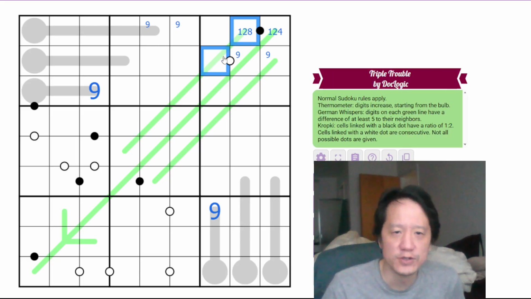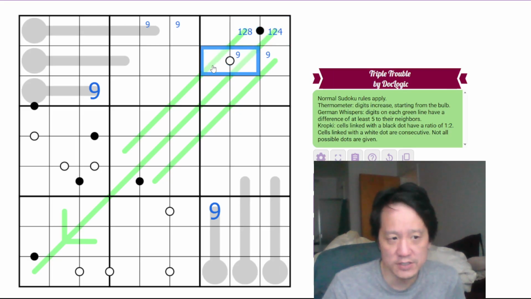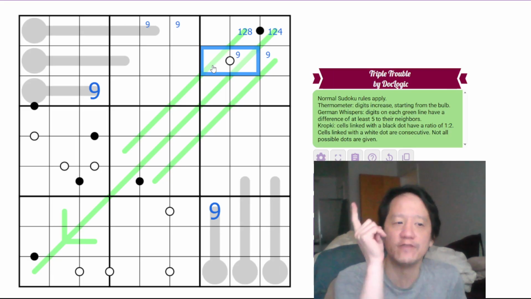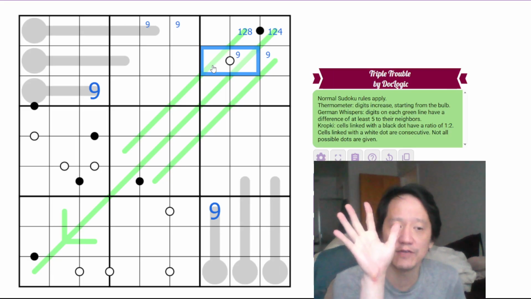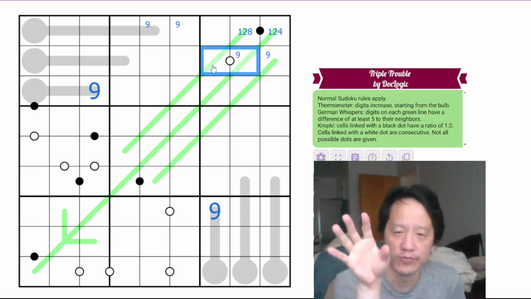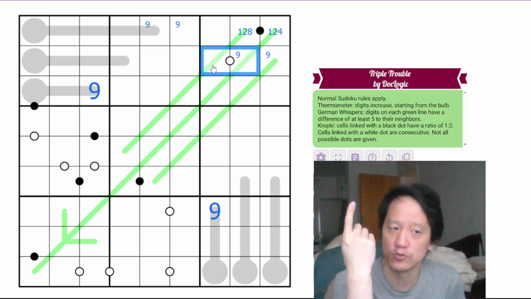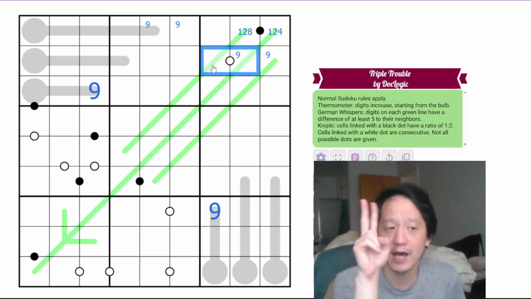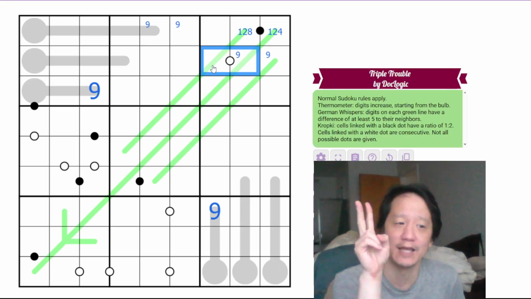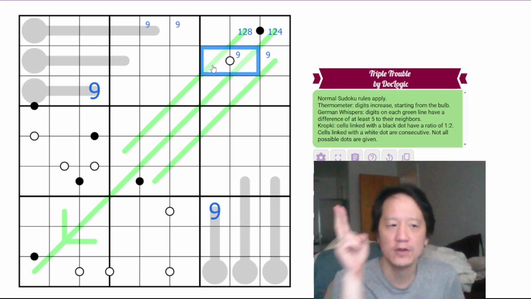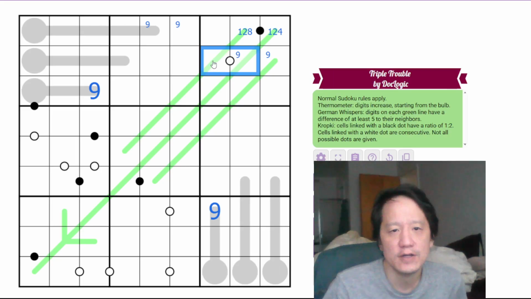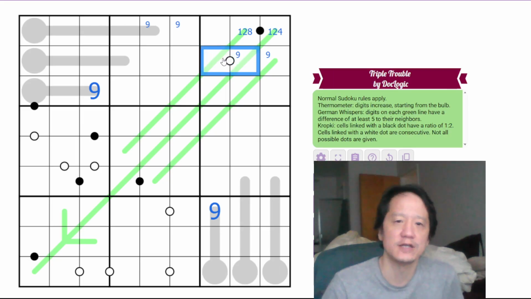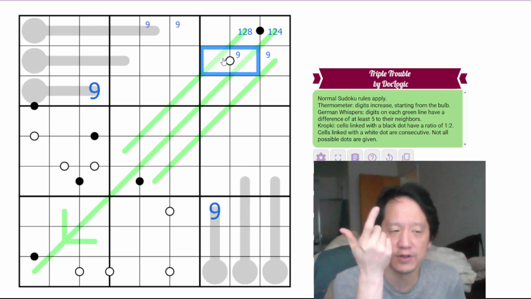Perhaps the easier way of thinking about this is these two digits are consecutive. You can't have a 5 ever on a German whisper line, because if you have a 5, subtract 5 or more from that, you get 0 or less, which is not a normal Sudoku digit. If you add 5 or more to it, you get 10 or more, which is not a digit. So if two digits are consecutive and both on a German whisper line, they have to be the same set. They're either both high or both low.